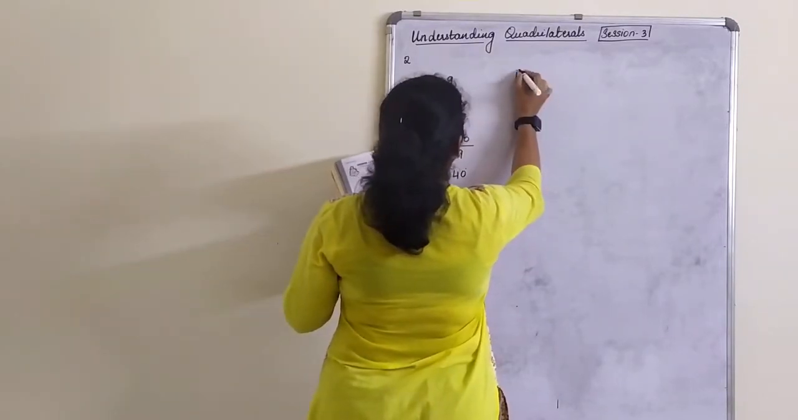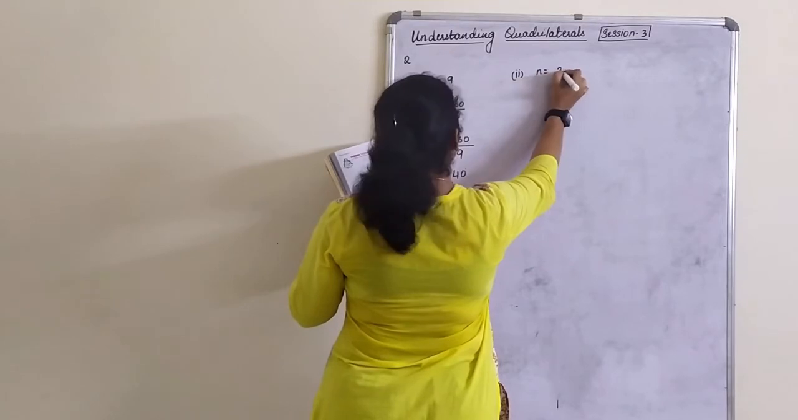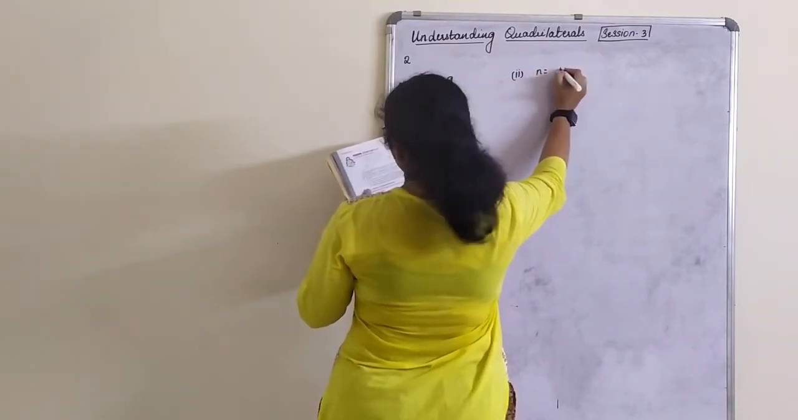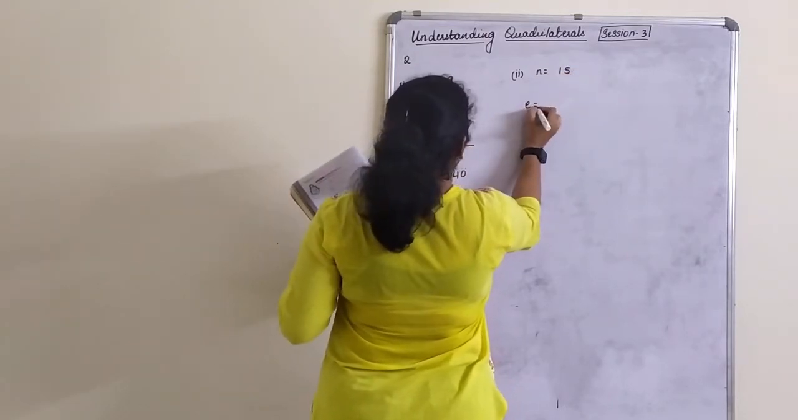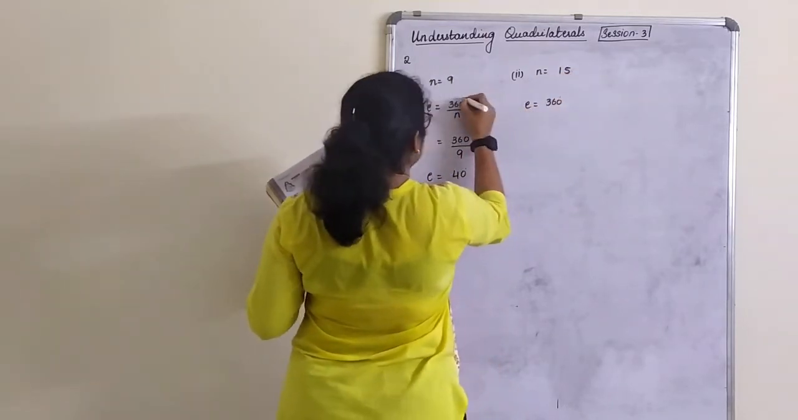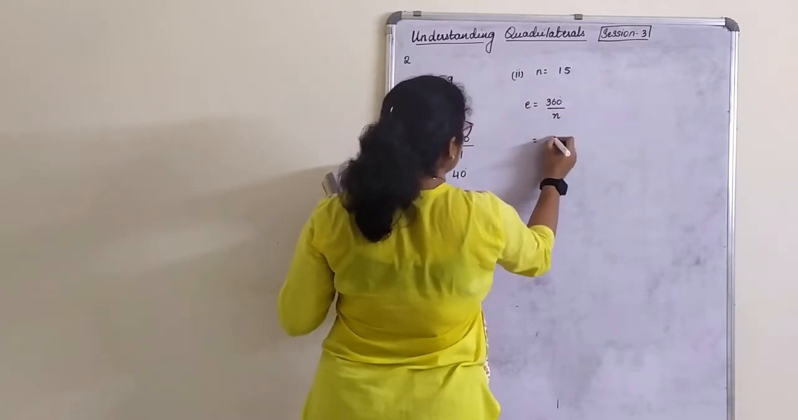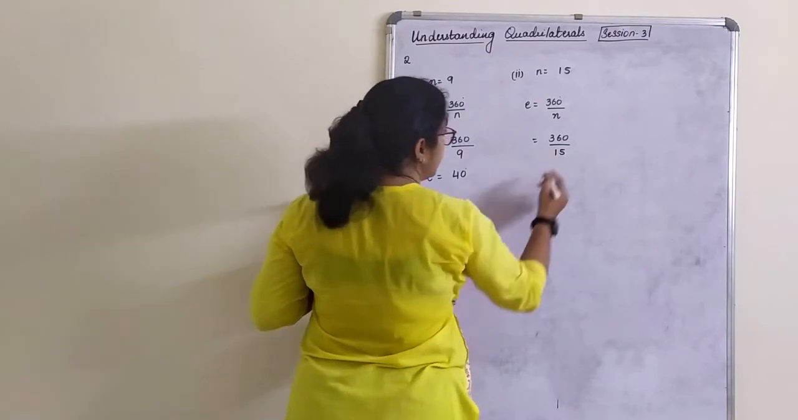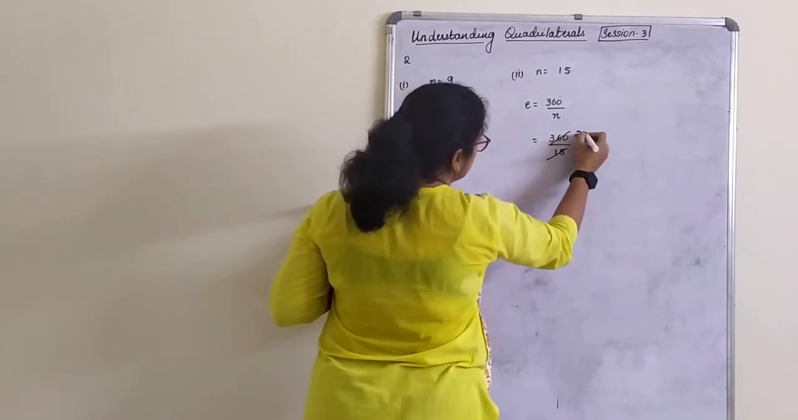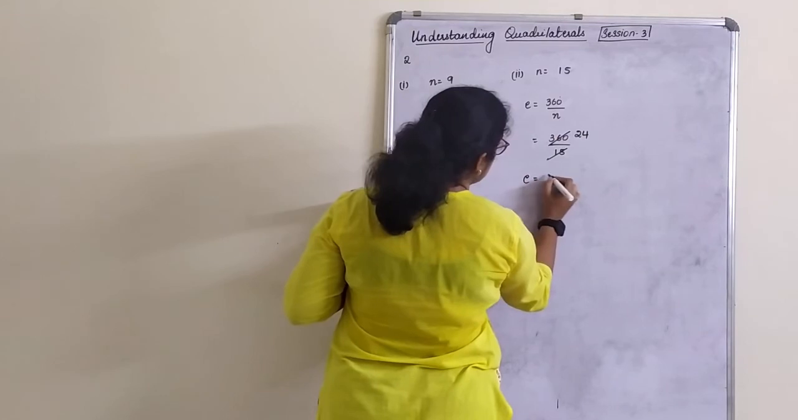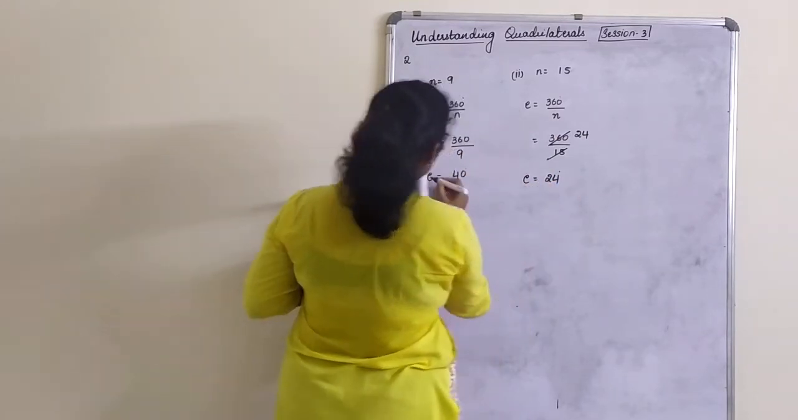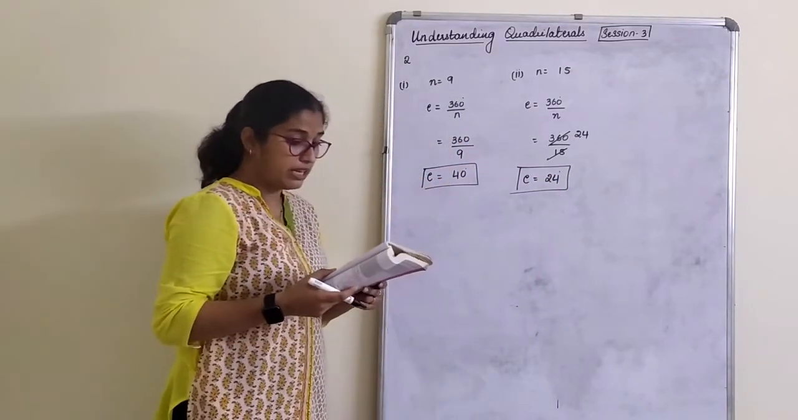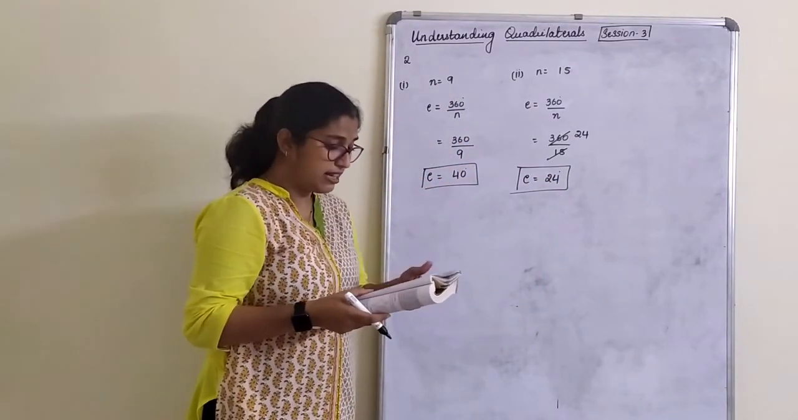Next, the second one, N is given as 15 sides. Exterior angle is equal to 360 degrees upon the number of sides. So it is 360 upon 15. When you divide this, 15 twos are 30, 15 fours are 60, so E, each exterior angle, is 24 degrees. Okay. Next. Read the question. The next one is the other way around.